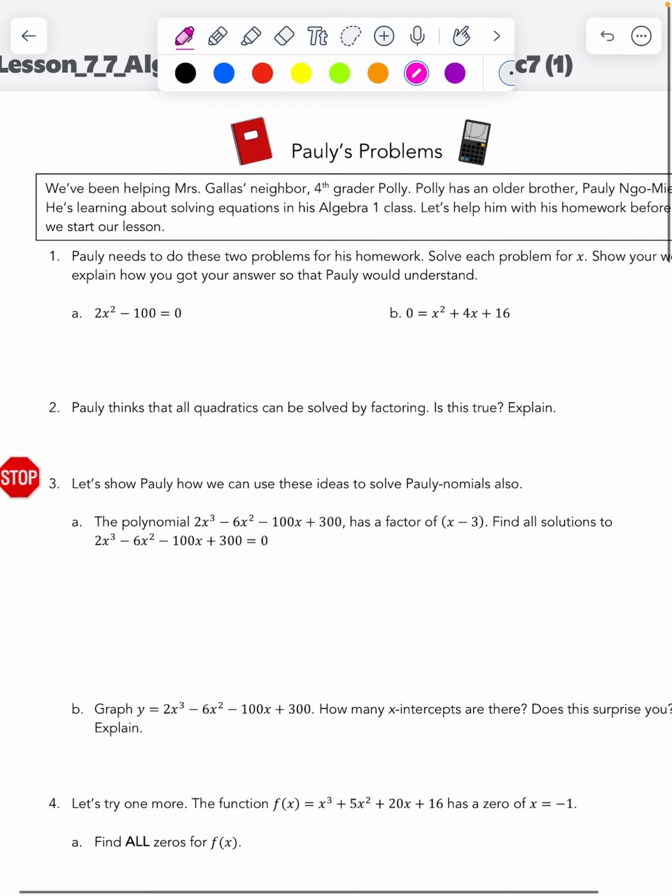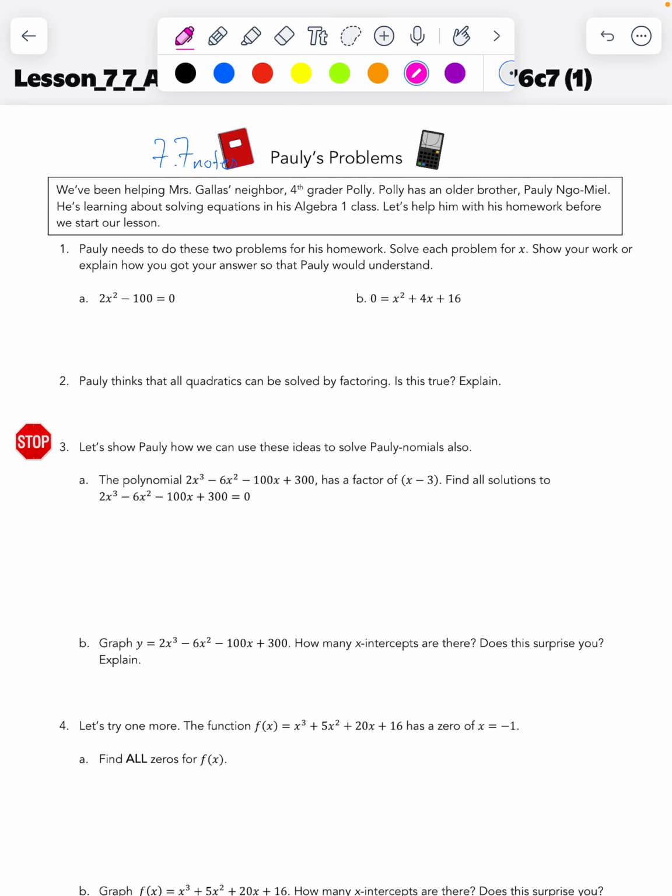All right, so we're looking here at Pauli's problems. This is actually 7.7, so I'm just going to put that here in my notes. And it says, we've been helping Mrs. Gallus's neighbor, fourth grade Polly, and Polly has an older brother whose name is also Polly, but it's spelled differently.